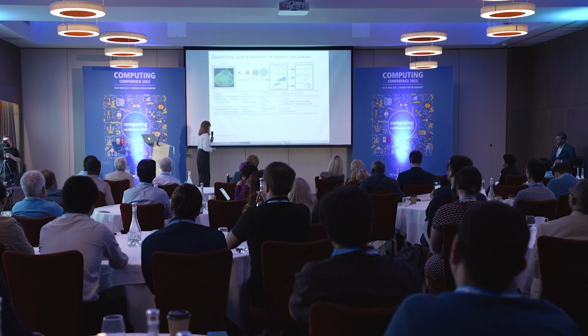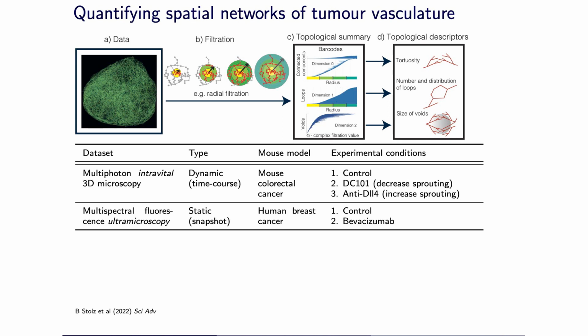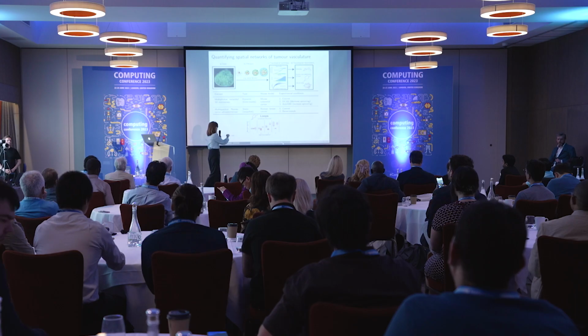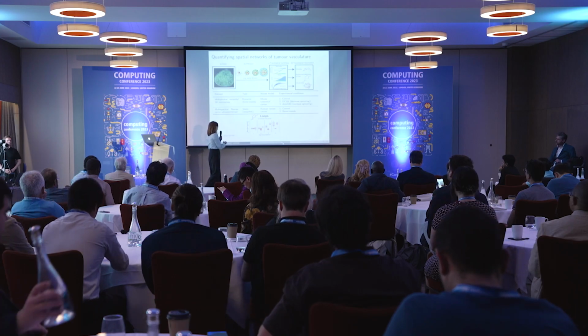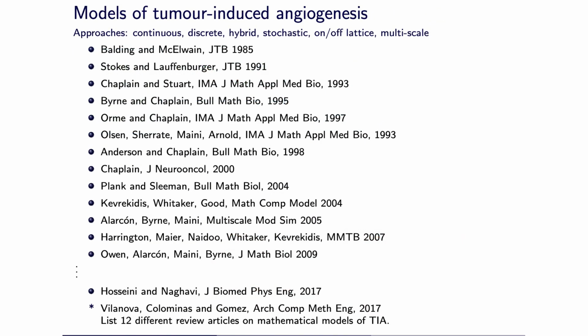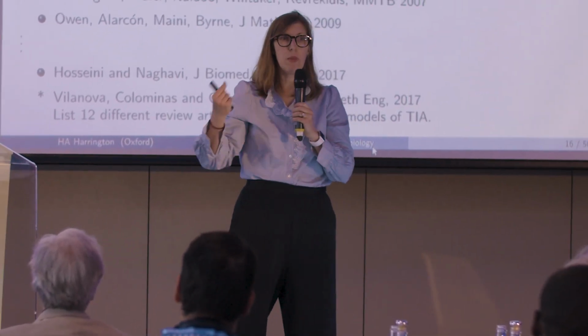And we applied it with different experimental labs and different types of microscopy, different types of data and different experimental conditions. And we found that across all of these, if they added some agent that decreases the vasculature, we could quantify that the loops are decreasing. And a similar thing with the voids. So this is experimental data, but of course we want to understand why this is happening. What are the factors?